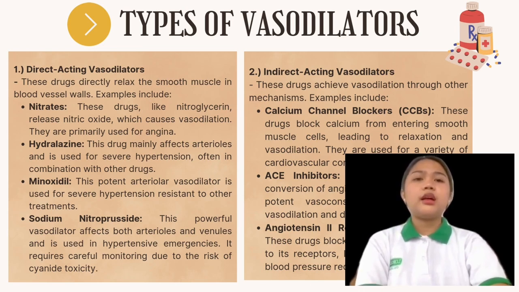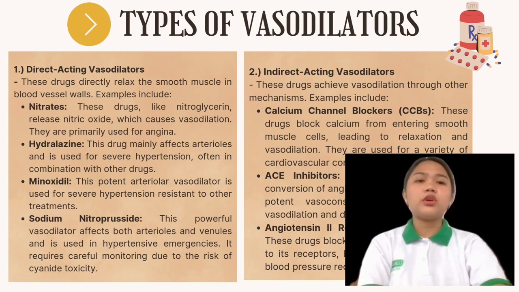Second, indirect-acting vasodilators. These work through different mechanisms. Examples include calcium channel blockers or CCBs, which prevent calcium entry into cells, promoting relaxation. Next, ACE inhibitors, which reduce the formation of angiotensin II, a vasoconstrictor. Third is angiotensin II receptor blockers, ARBs, which block the effects of angiotensin II, leading to vasodilation.